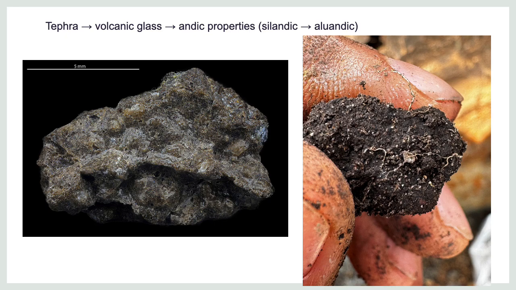Only there we can easily see some volcanic ash and volcanic glass formed by recent and active volcanic eruptions, okay? But as I said, if this volcanic glass starts to be weathered and destroyed, then you can have some minerals like allophane and halloysite that can yield these andic properties to the soil.